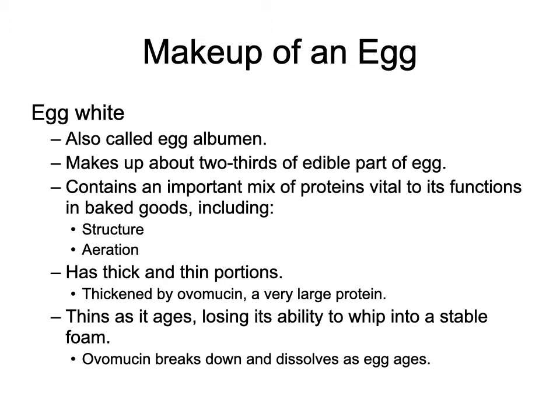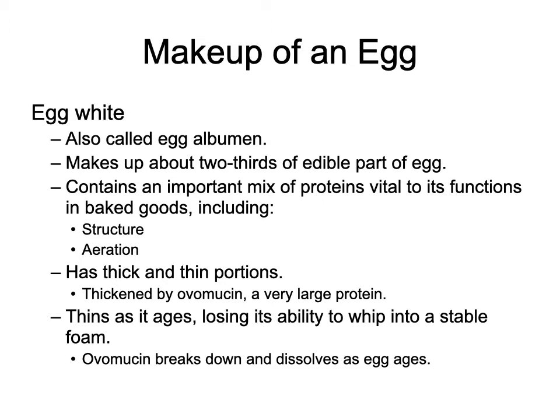Egg foams are very important to a lot of different things that we make. For example, an angel food cake is almost completely egg foam. The egg white does have thick and thin portions, thickened by ovomucin, a very large protein, and it thins as it ages. So as an egg is laid, it's very fresh, but then over a course of about 3 weeks, it starts to break down and it starts to lose some of its strength.